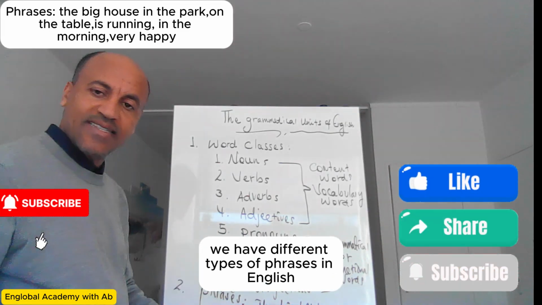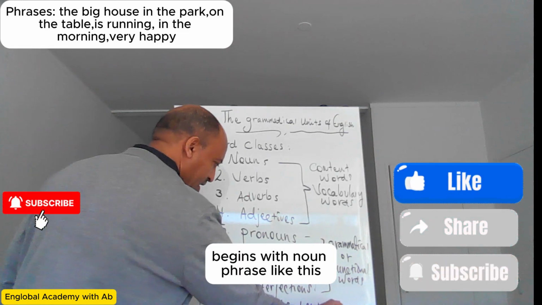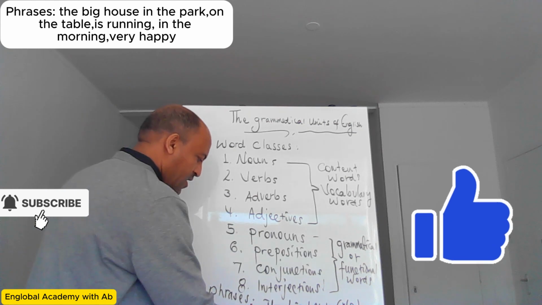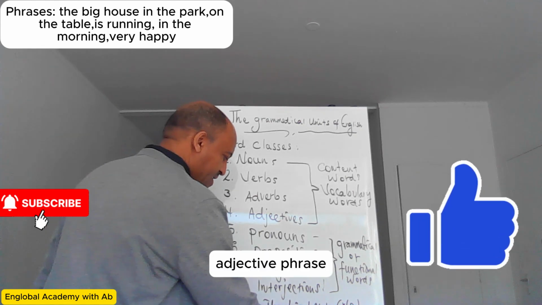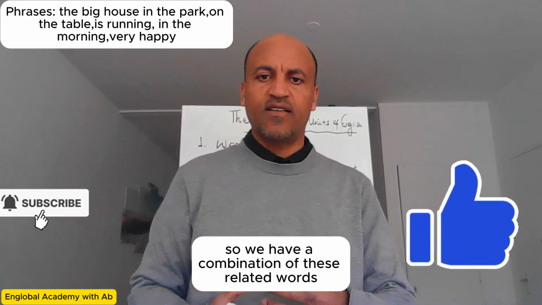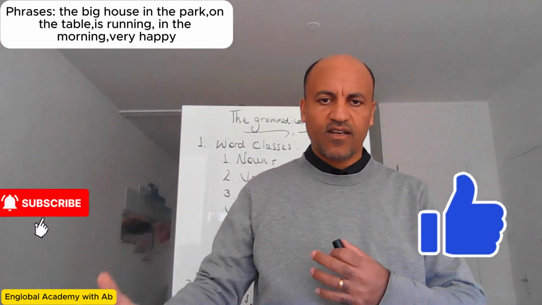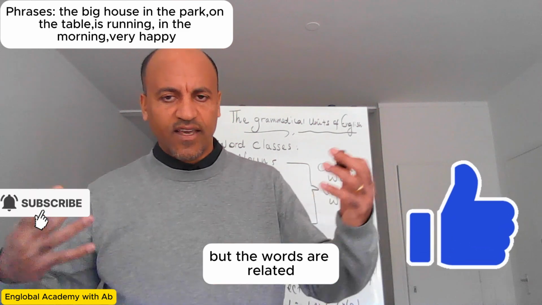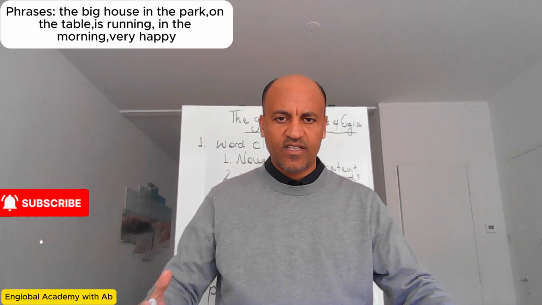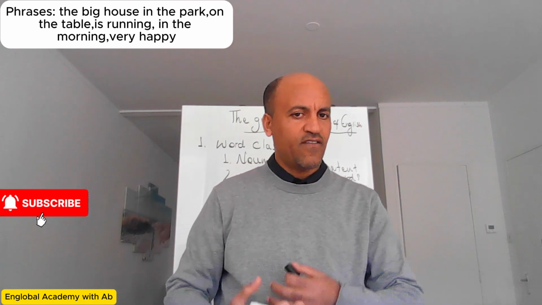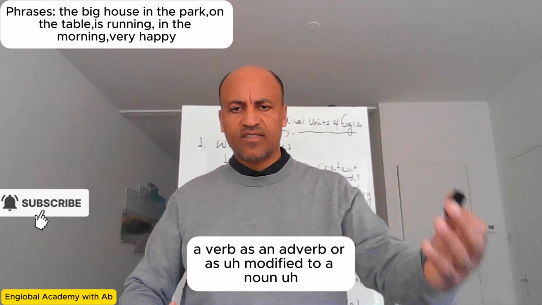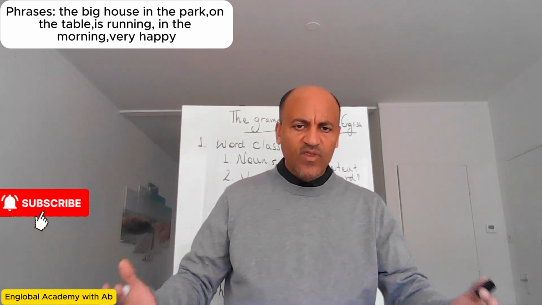We have different types of phrases in English. It begins with the noun phrase like this. We have also the verb phrase. We have also the adverb phrase, adjective phrase, prepositional phrase. So we have a combination of these related words which have no subject and object in combination, but the words are related. Related means they go together, but they may function as a different part of speech. It may be as a noun, as a verb, as an adverb, or as a modifier to a noun.